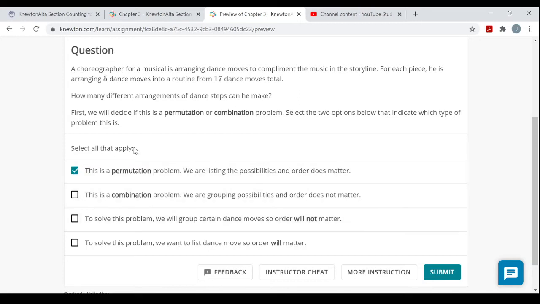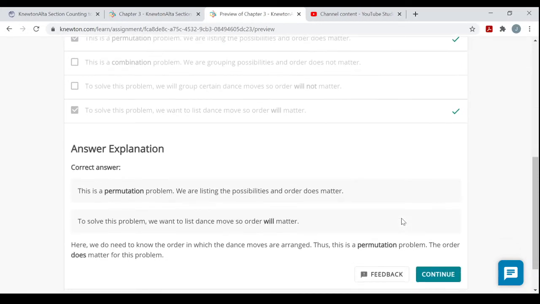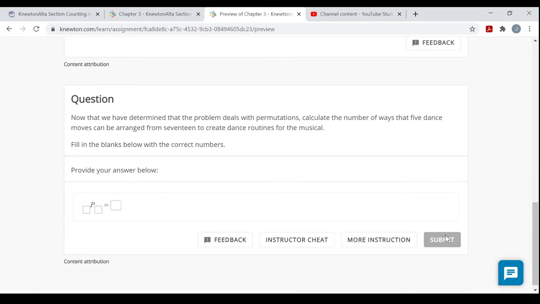And then you have to select all that apply. The first two are, is it a permutation problem or a combination problem? It's a permutation problem. The second two is, does the order matter or not? To solve this problem, we want to list dance moves, so order will matter. If you select permutation, you better select order will matter. And if you select combination, you have to select order will not matter. That's what it means. It's really up to you. You have to pay attention and read the problem carefully. And here, it's permutations, see the P, nPr.